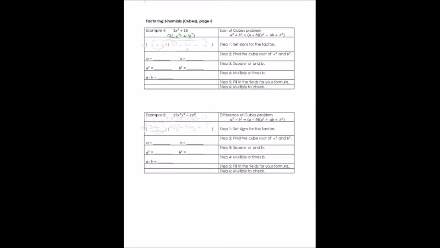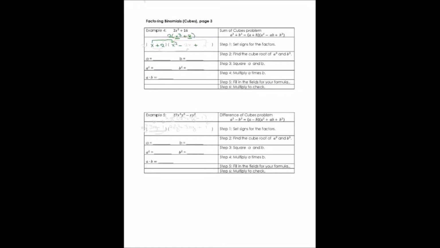I'll set the signs, match the problem, opposite of the problem, always positive. I'll factor the a term. The cube root of x cubed is x. I'll factor the b term, the cube root of 8 is 2. Now I want to take the first term and square it. X times x, x squared.